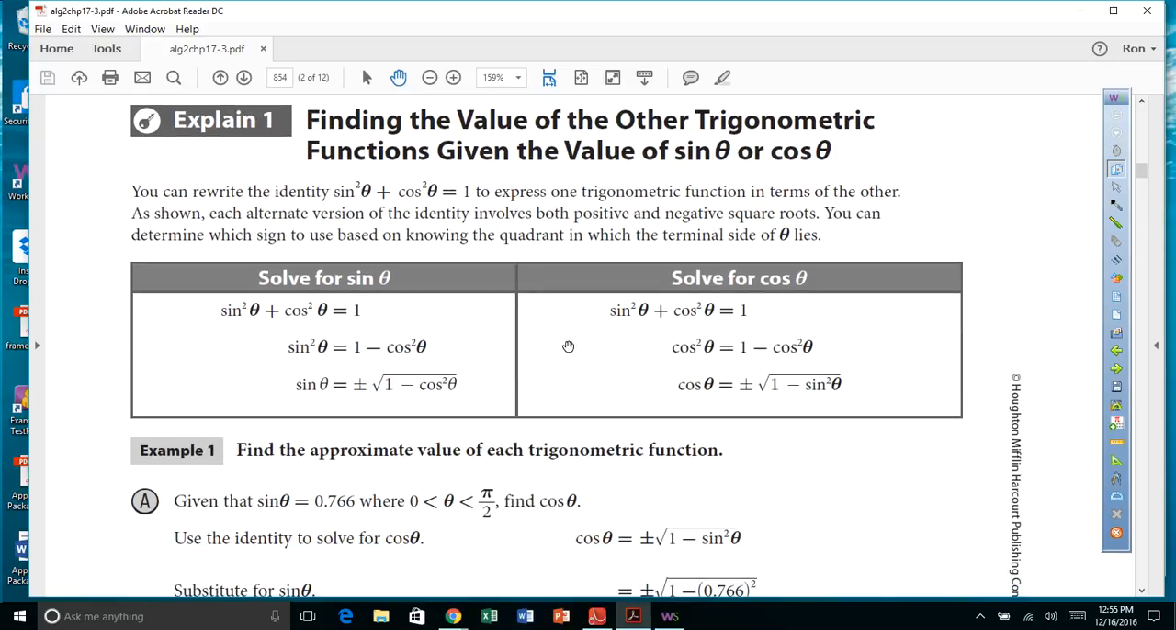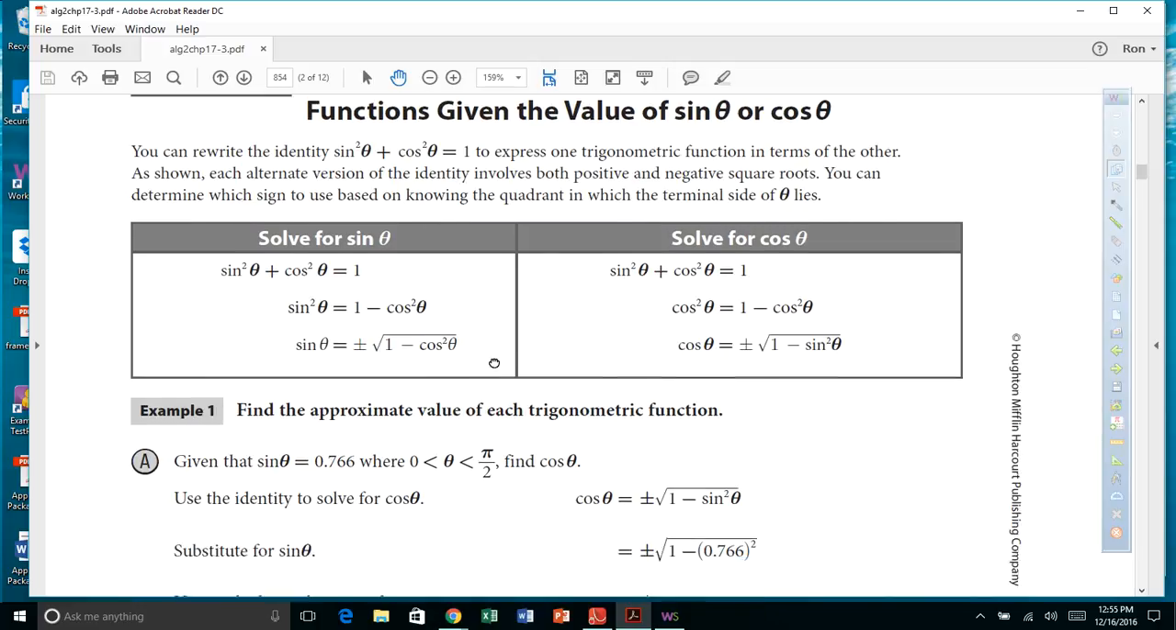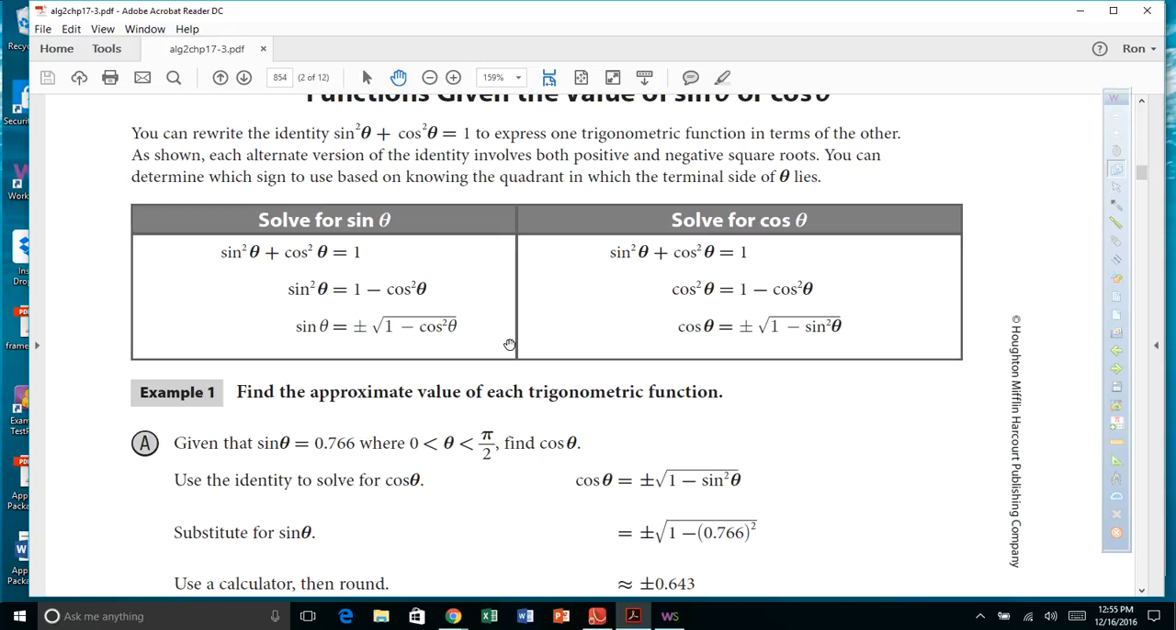Finding the value of other trigonometric functions given the value of sine theta or cosine theta. You can rewrite the identity sine squared theta plus cosine squared theta equals 1 to express one trigonometric function in terms of the other. As shown, each alternative version of the identity involves both positive and negative square roots. You can determine which sign to use based on knowing the quadrant in which the terminal side of theta lies.